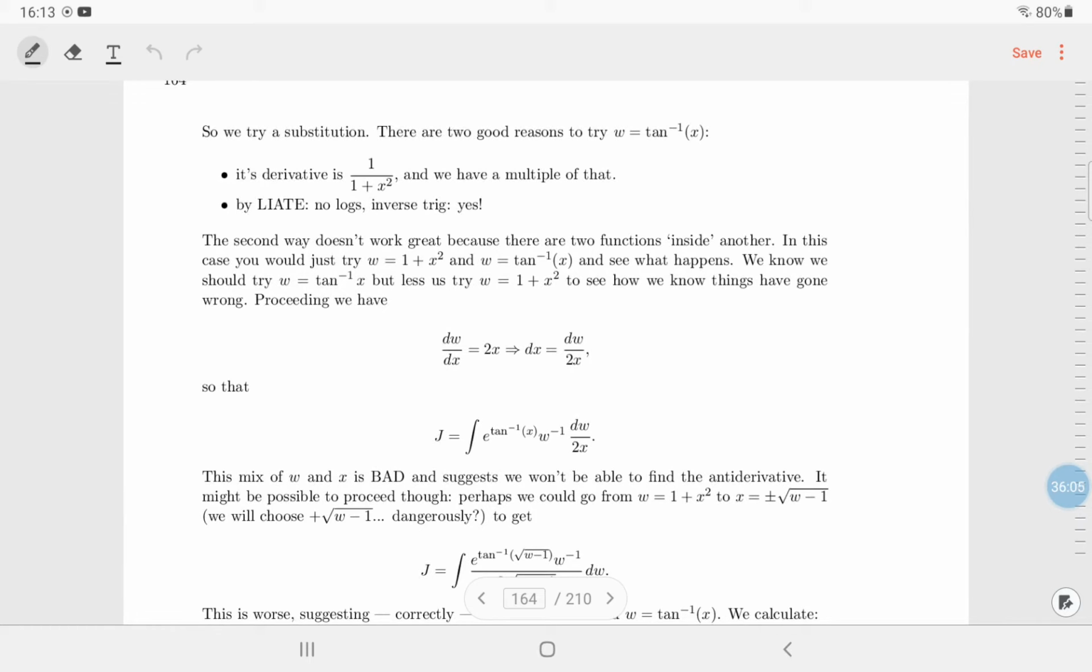And now you've got something that is in the tables. The antiderivative of e to the w is itself. And the original question asks us to antidifferentiate with respect to x, so we need to put this in terms of x. We go back: w is equal to inverse tan of x. And we don't forget our plus c. Okay, so I think we're going to do one more here, a revision.